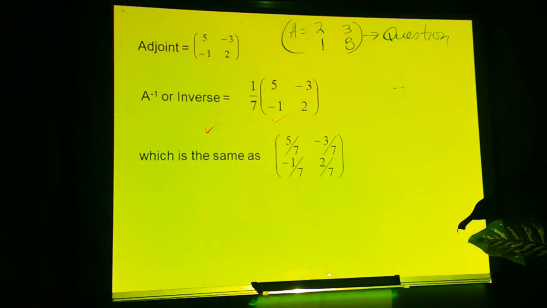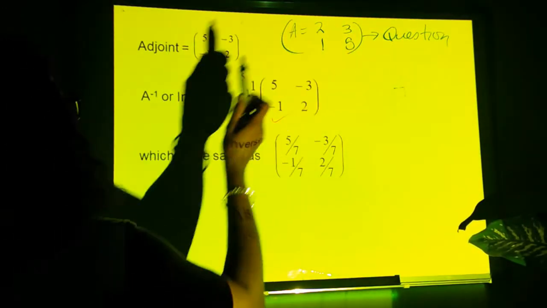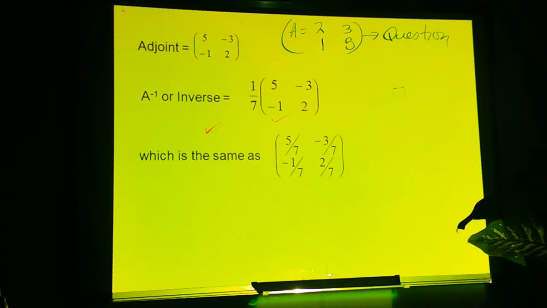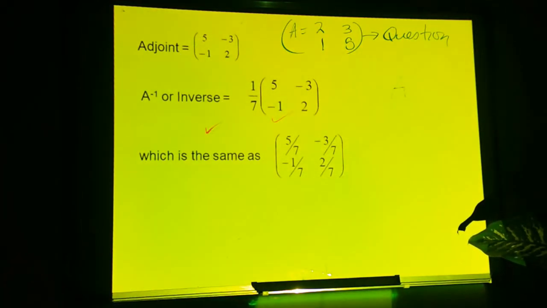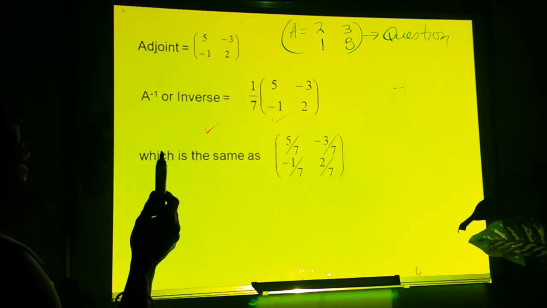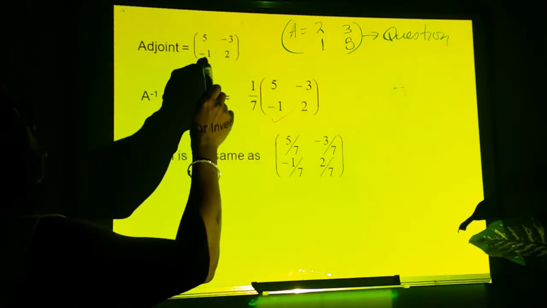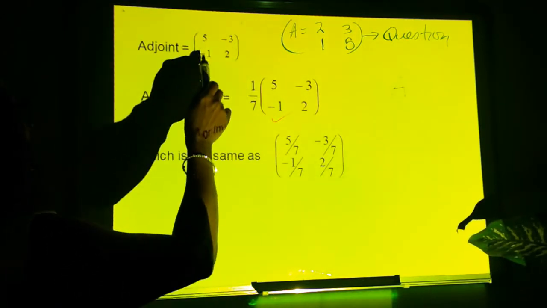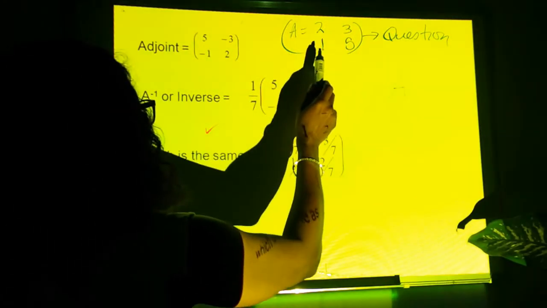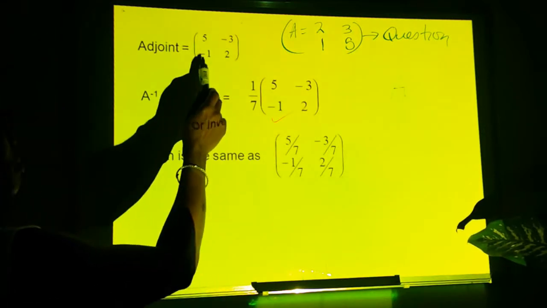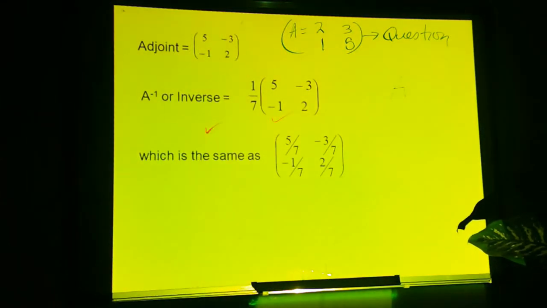Alright, so start calculating the inverse now. 2 and 5, that's step 1. 2 and 5 exchange position. So 5 is here and 2 now is right at the bottom right. And what do we do with the other 2 elements? They stay in the same place, they don't move, don't touch them. But what happens is that we change the signs. So they were positive 3 and positive 1, now they become negative 1, negative 3.